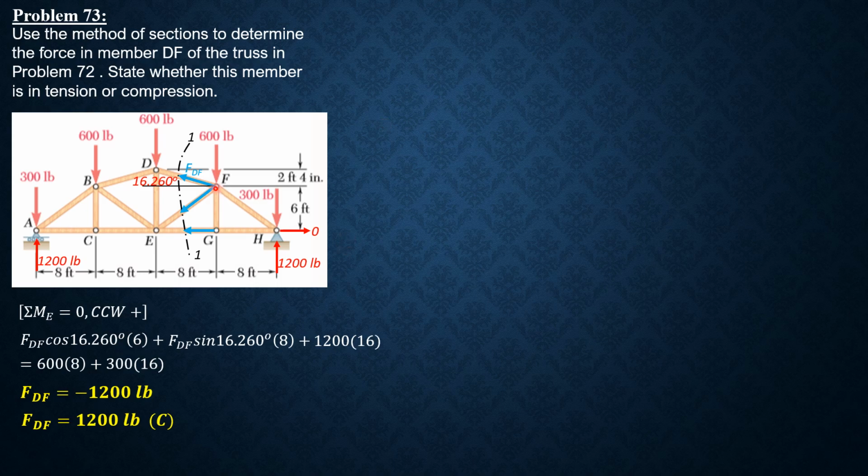Another way to solve for FDF is by applying the principle of transmissibility of a force, so that we only have one component, the horizontal component. I move FDF to D. We can do that by the principle of transmissibility. There are two components, horizontal and vertical, but the vertical component passes through E, so only the horizontal component is considered, which is FDF cosine of 16.26 degrees. The moment arm is 2 1/3 plus 6 feet.